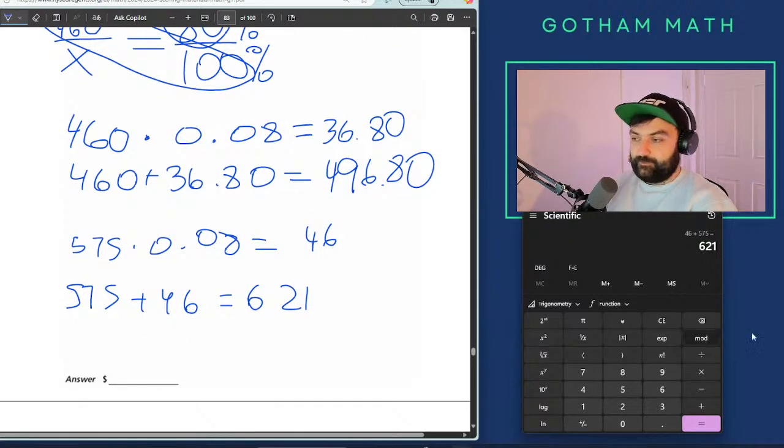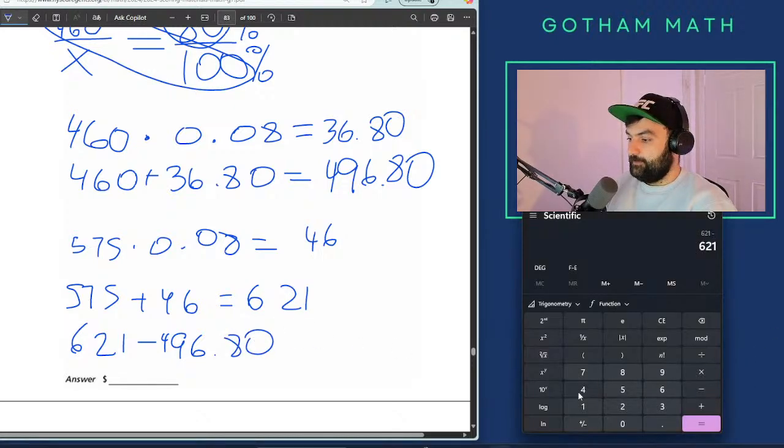Would be the answer. So 621 minus 496.80, which is $124.20. That would be the final price. No, sorry, that would be the difference. That would be the final difference. Okay.